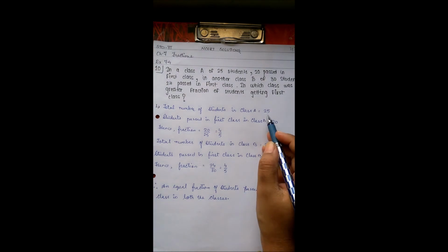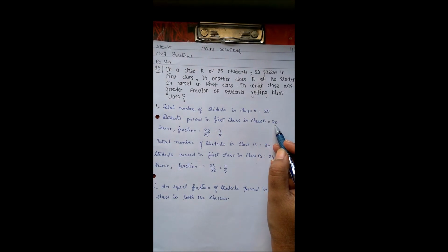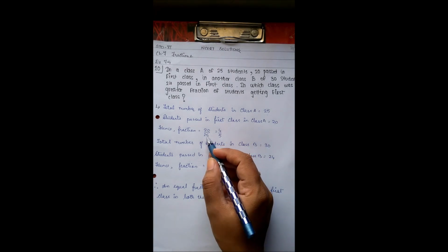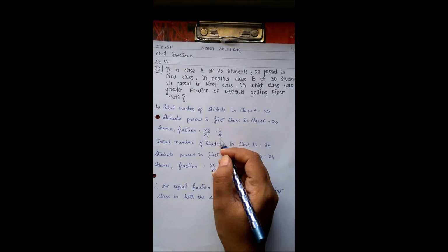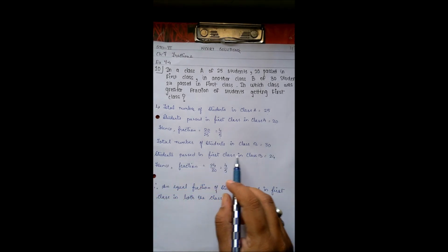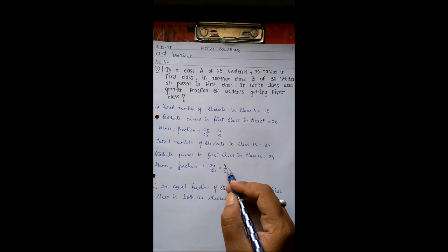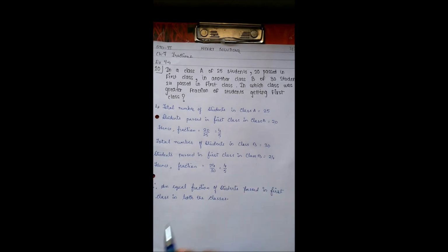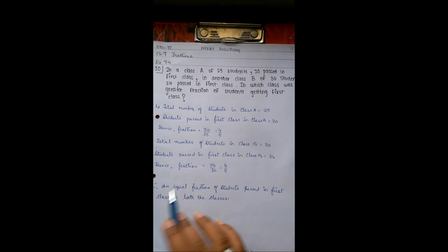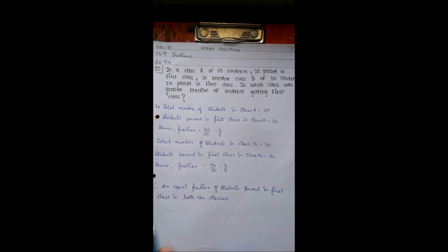So class A, 25 students are there total, and first class passes 20. So it is 20 upon 25, that means 4 upon 5. Class B, total students 30, students passed in first class is 24. So it is 24 upon 30. That means 4 upon 5. This is also 4 upon 5. Means equal fraction of students passed in first class in both the classes.